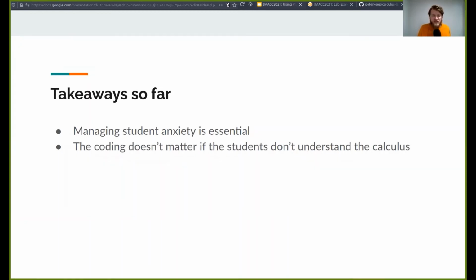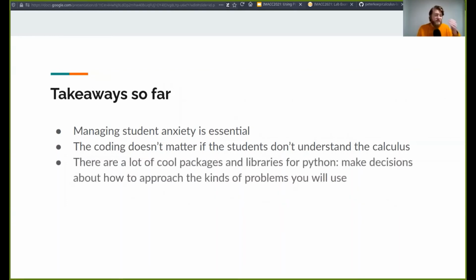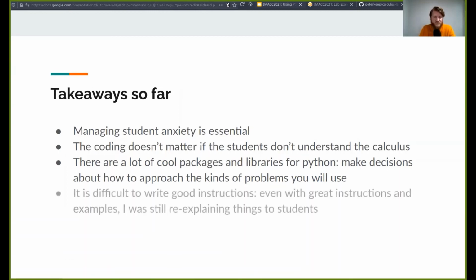And on that note, with the coding, I don't think it really matters if the student doesn't understand calculus. So I'm trying to make sure that calculus is the focal point here. And so I will give answers away for the coding side of things. I don't care so much about that. I'm good with them collaborating on it because I really want them to be focusing on understanding the calculus and not just the code. There's tons of cool things that you can do. Lots of cool packages and libraries that you can use in Python to do lots of cool problems. And so I found that I spent a lot of time making decisions about how I was going to approach the kinds of problems that I wanted students to work on.